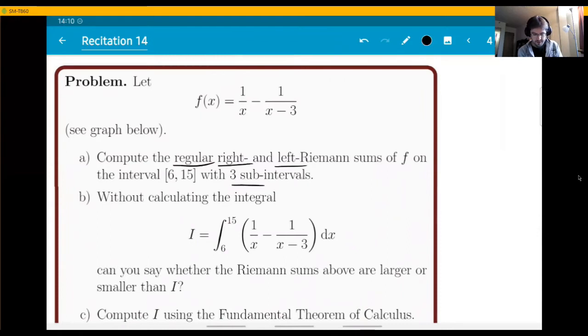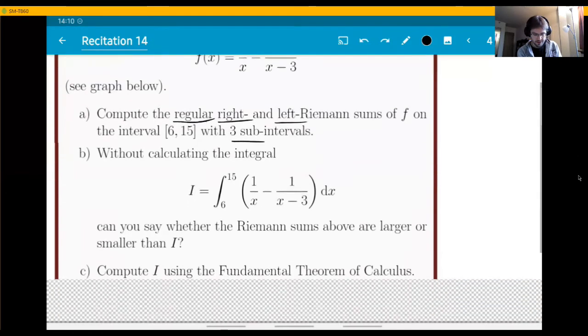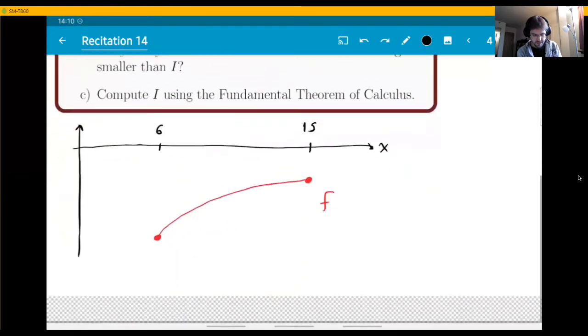So let me remind you what all of these words mean. First of all, regular means the 3 subintervals that you're going to be using will have the same length delta x. That is usually the case. And then right and left are talking about how you're going to select the sample point in each interval in order to form the Riemann sum. So what do we do for item A?